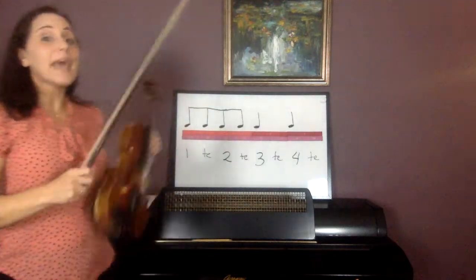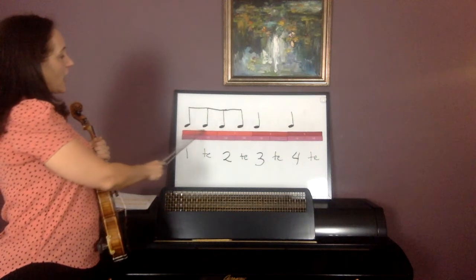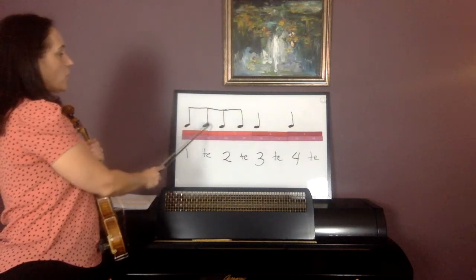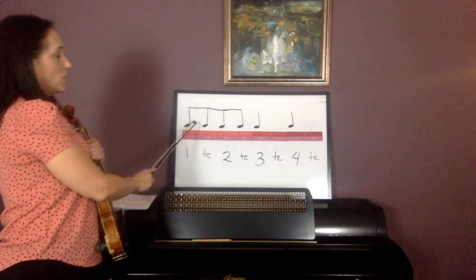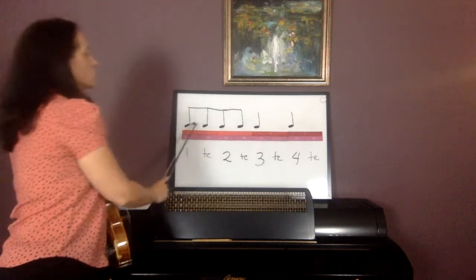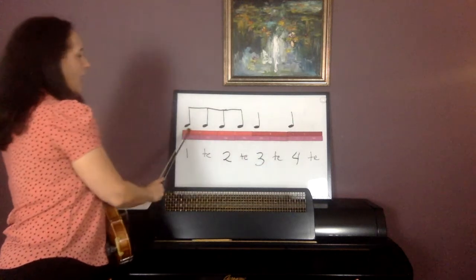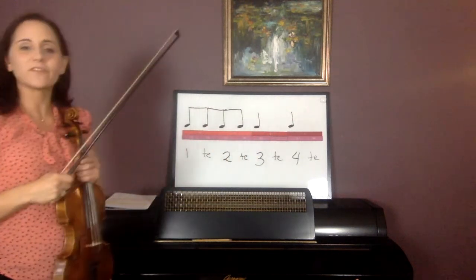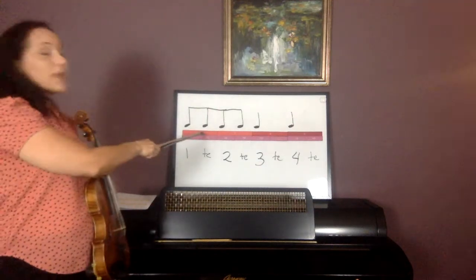Okay? Now, quite often in our music, we have eighth notes combined with quarter notes. So here, we have four eighth notes and then two quarter notes. So this one tay, two tay, three, four. Short, short, short, short, long, long. Half, half, half, half, whole, whole. When I said half, what I meant by that was using half of your bow.